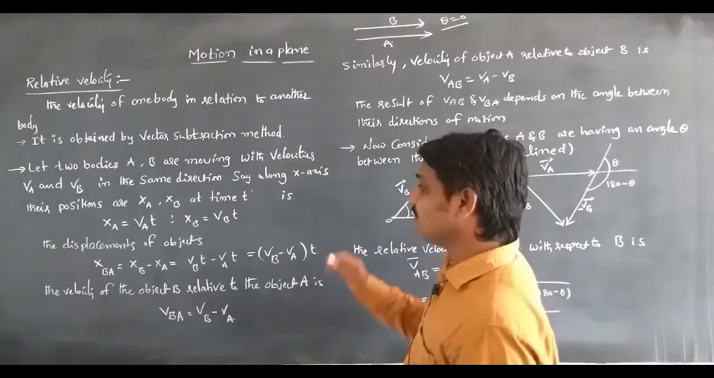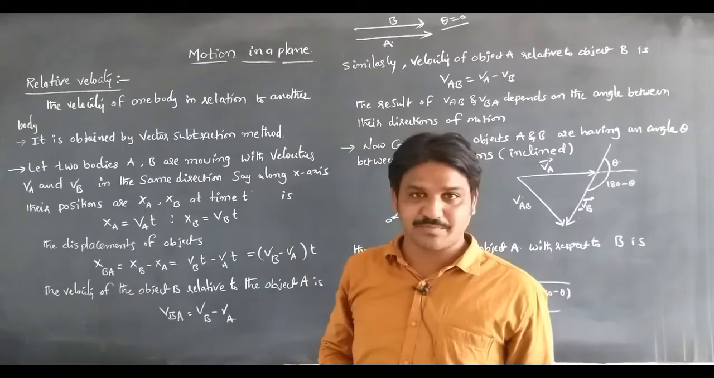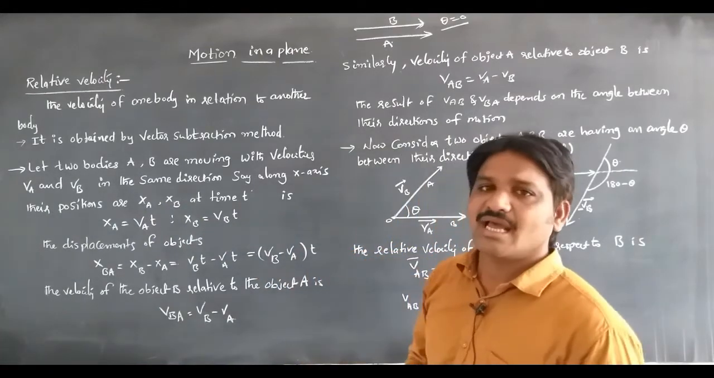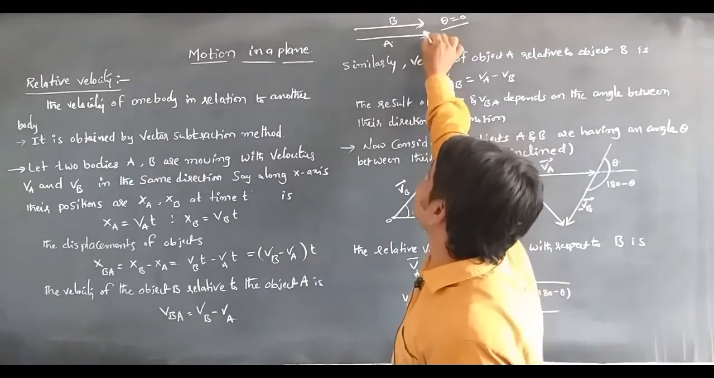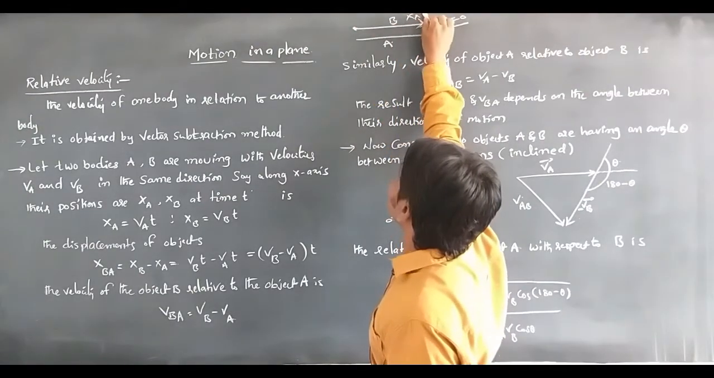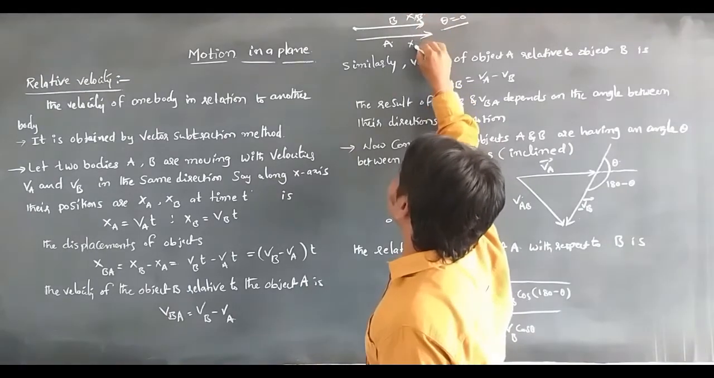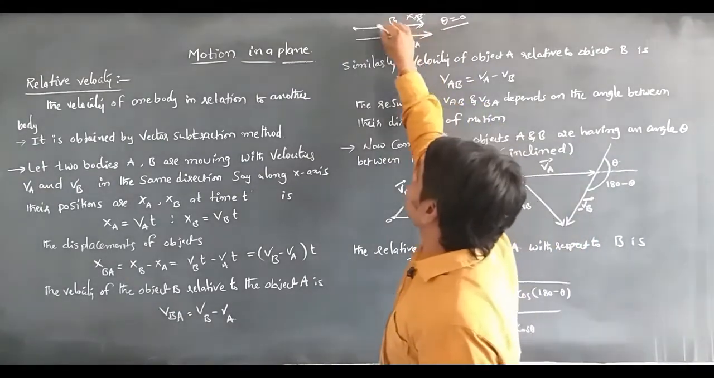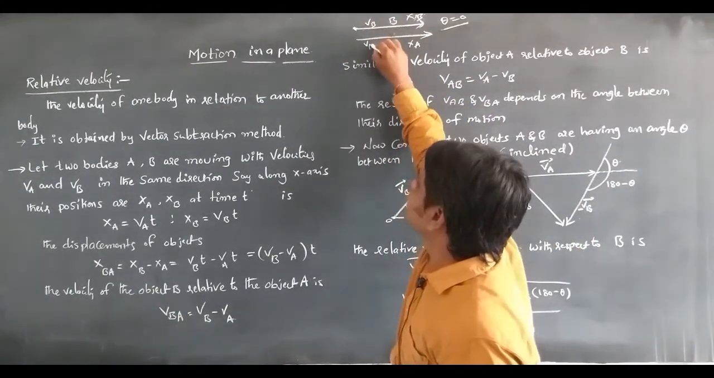Then their positions can be written as xA and xB, where xA is the displacement of body A along the x axis and xB is the displacement of body B. Body B has the velocity VB and body A has the velocity VA.